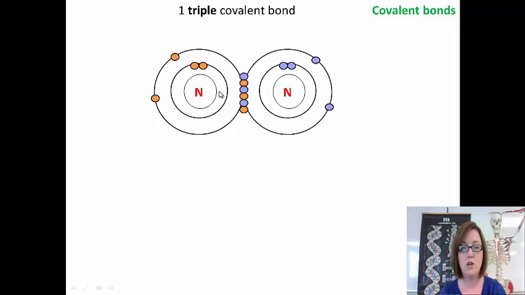But notice that we are sharing 6 electrons here. And also notice that both the nitrogens have 8 electrons in their valence shells, so they are stable.